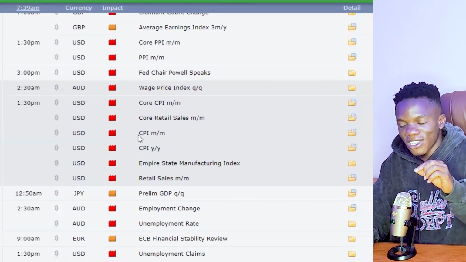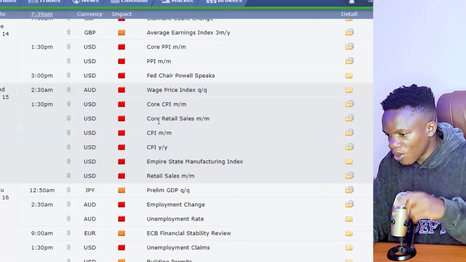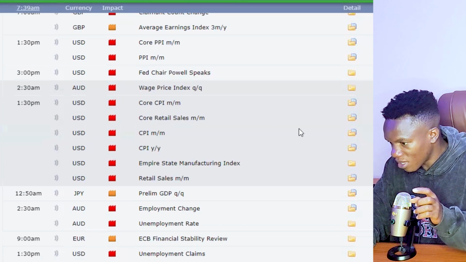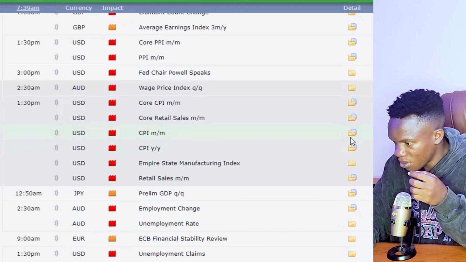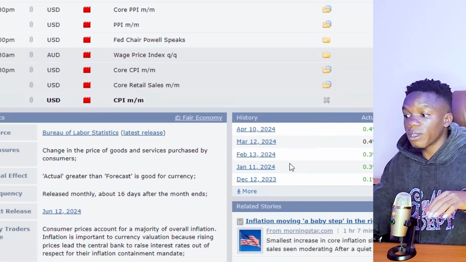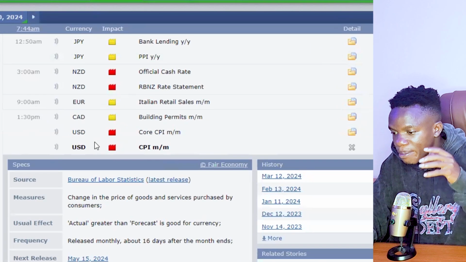Now, I want to teach you guys something that no one else has shown you in the past. Let's click on any of these CPI news. You can either click on core CPI or CPI, but I just want to click on any of them because what I just need is the date, not the news actually. Now, I want to go back to the previous CPI day that we had last month, which is April. This was the last CPI day.